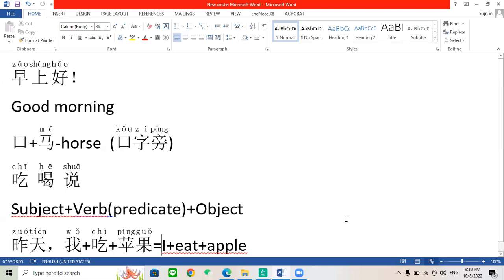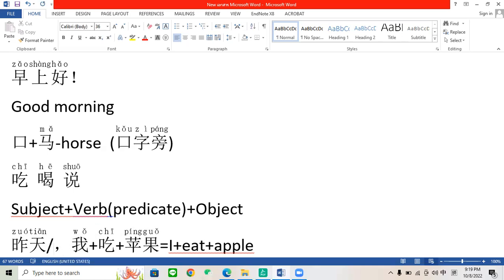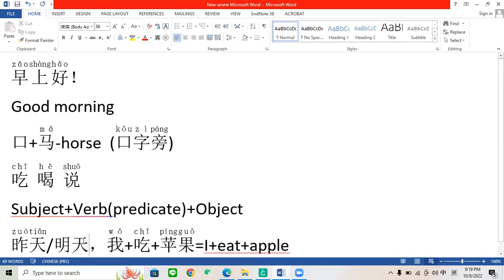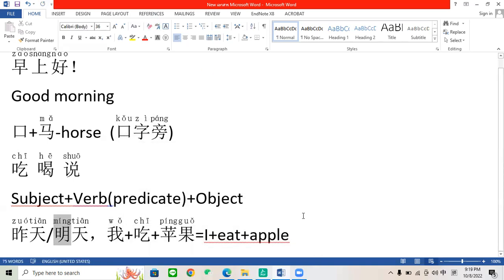So if you want to say tomorrow I'm going to eat one apple, we just place the time before the sentence. We can say 明天, which means tomorrow. 明天我吃苹果. So in this kind of case, compared with English, Chinese is simpler, right? That's easier. So I think this part is easy for you Western learners. Western students. Very good.